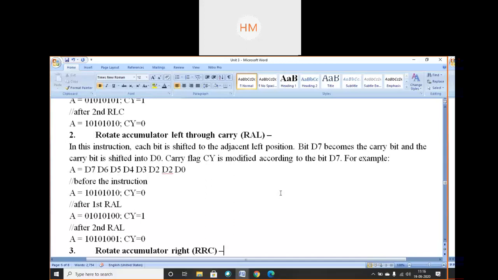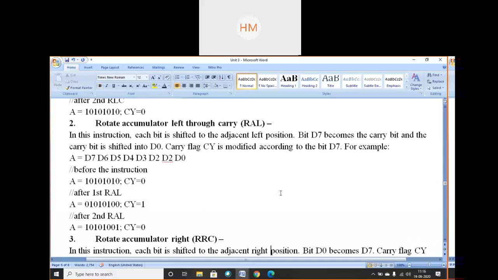Rotate accumulator left through carry. You can see the example. See, through carry. We are saying through carry. So what is the significance? That means the carry bit will also be rotated. Last time only 8 bits were rotated. This time 9 bits will be rotated. Okay? And your carry flag status will be stored. Where will it be stored? It will be the D0 bit or D7 bit.